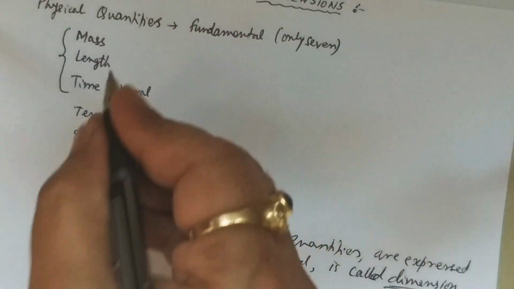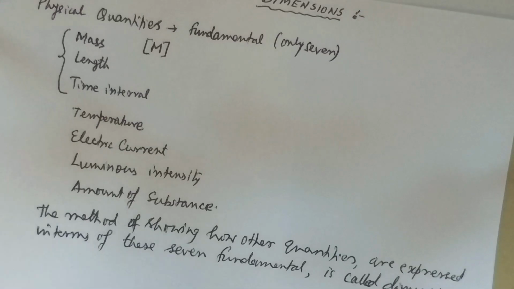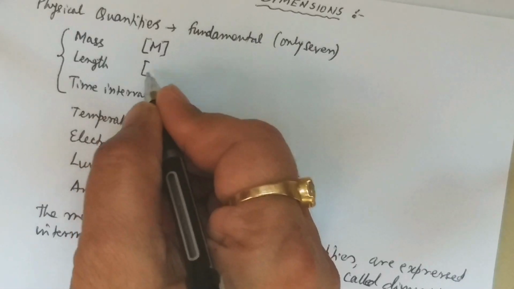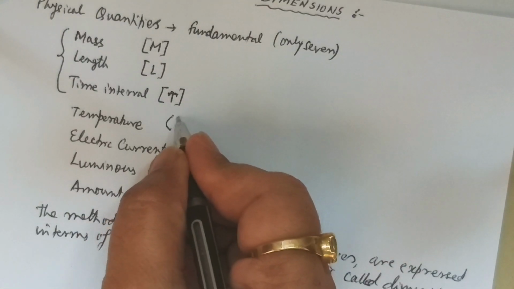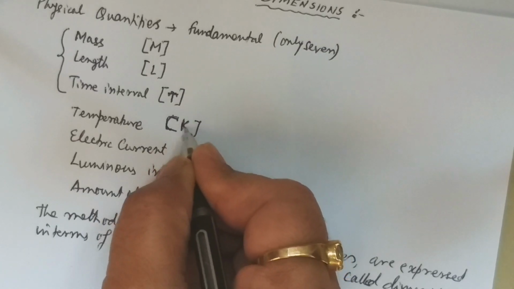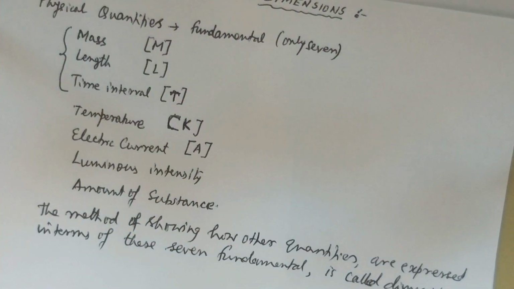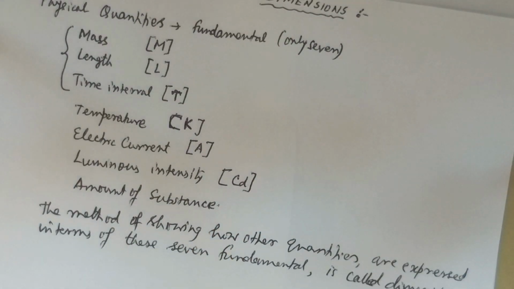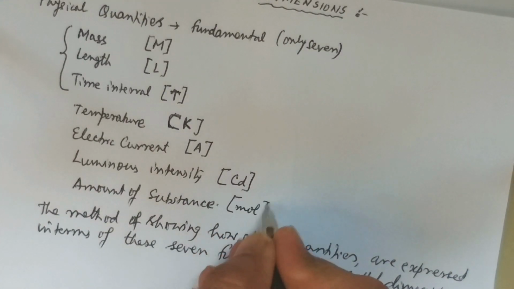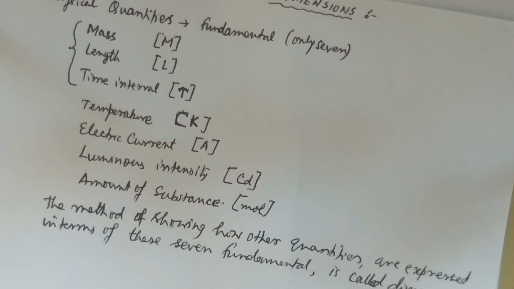Let us quickly have a look. The mass will be denoted by M, and we will put a bracket to show that this is the dimension of mass. Length will be kept as L. Time interval is capital T. Temperature is capital K, which will just remind you of Kelvin. Electric current is denoted as A, which will remind you of ampere. Luminous intensity will be CD, which at present you may not require, but just keep in mind CD, candela. And the amount of substance is denoted by small letters mol, which is a small abbreviation of mole. So it is basically related to the mole concept.